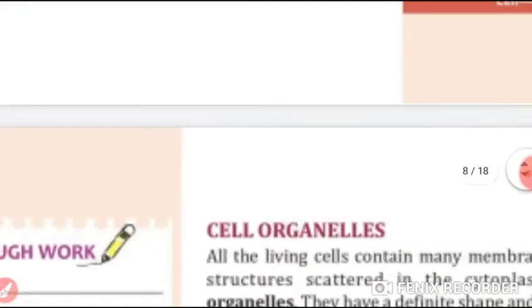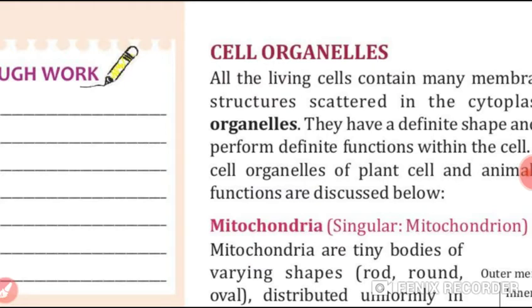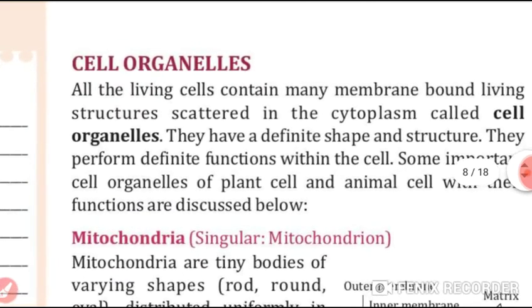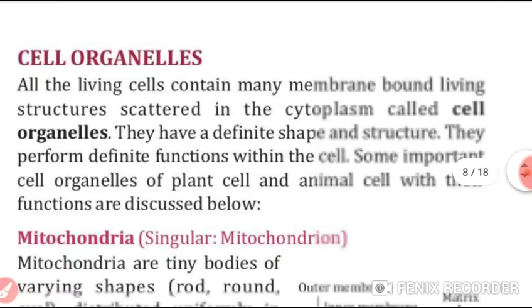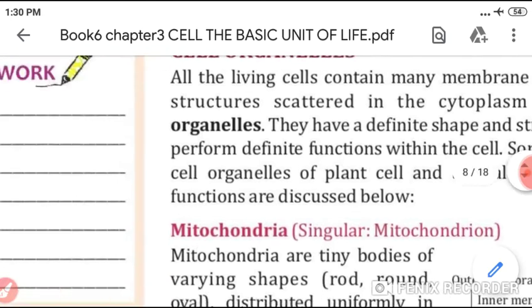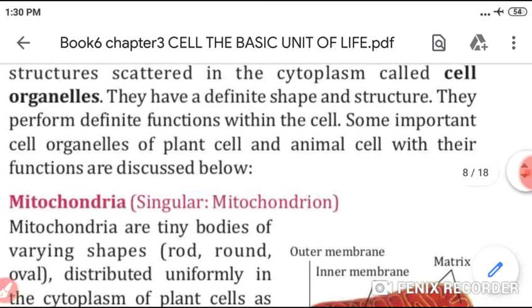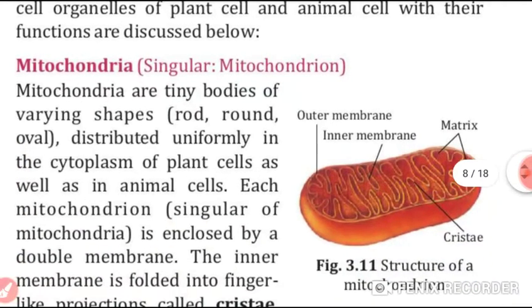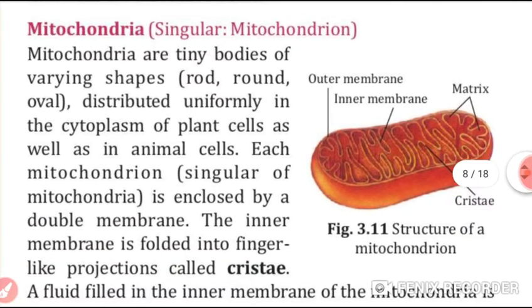Now we will see, students, about the cell organelles. Students, all the living cells contain many membrane bound living structures scattered in the cytoplasm. What are they called? They are called cell organelles, as I have told you just now. Okay. They have definite shape and structure, students, and they perform some definite function within the cell. Here we will study about some important cell organelles. First of all is mitochondria. Students, in singular form we say mitochondrion.